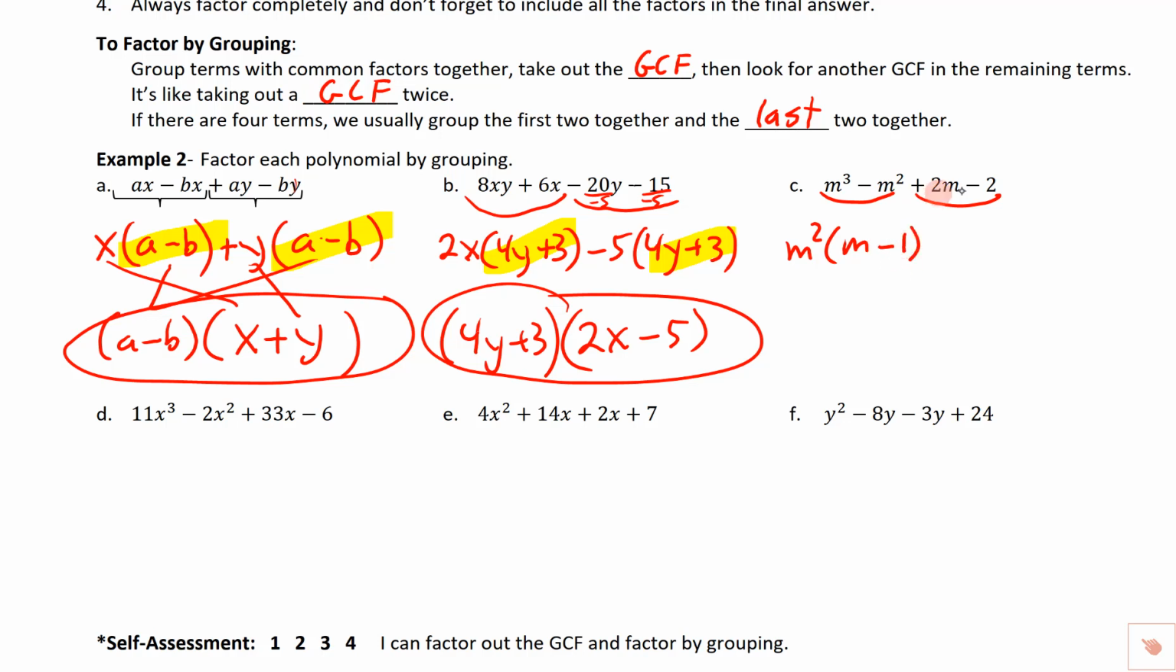We've got to take something out of a 2m and a minus 2. We're going to take out a 2. And again, write down this sign right here. Whatever that is, we're going to take out that leading sign. So if we take a 2 out of a 2m, you're left with an m. If we take a 2 out of a negative 2, you're left with a negative 1.